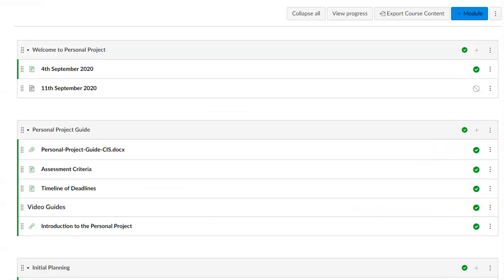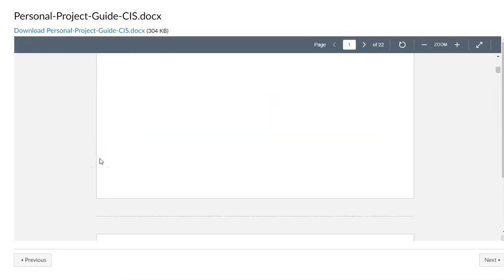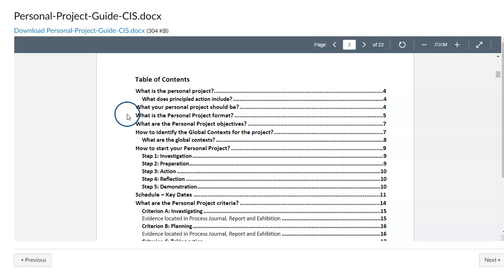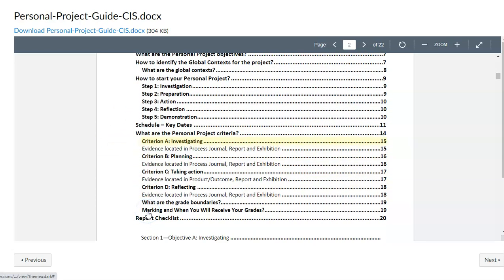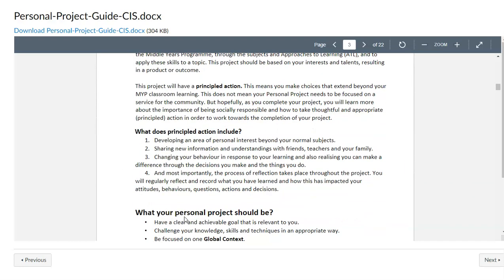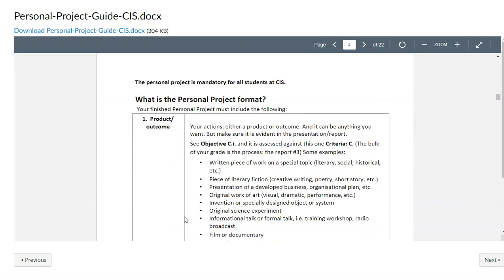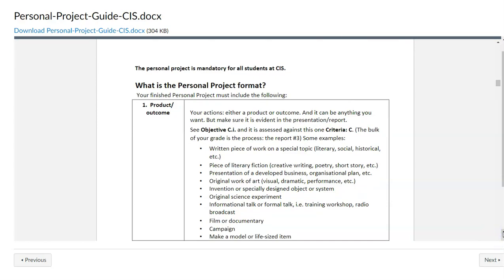If you go onto the Canvas course for the personal project, you will see a module called the Personal Project Guide. Within that module is the booklet Personal Project Guide at CIS. This booklet is your complete guide to completing the personal project. It's got lots of different topics that are covered, including all of the different assessment criteria and also a checklist for completion. It explains what the personal project is, what principled action is, and all of the different aims that your project should hope to achieve, but also includes useful information such as the different formats that your product could take.